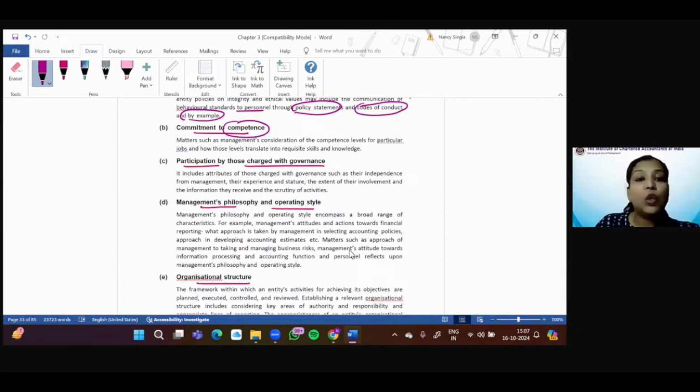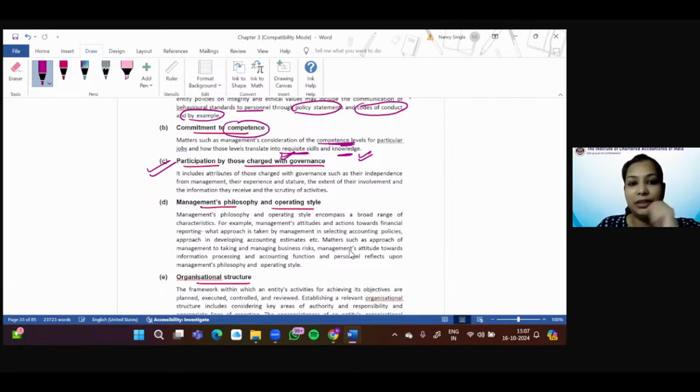So for the control environment, we are talking about the elements of control environment. If a particular job requires some competence level, whether the requisite skill and knowledge has been acquired or not. So basically the personnel who have been appointed within the organization, whether it is as per the requisite skill and knowledge. See, whether that person will follow that internal control, it all depends upon his knowledge level also, right? Whether he has the requisite skill. So that is why commitment to competence.